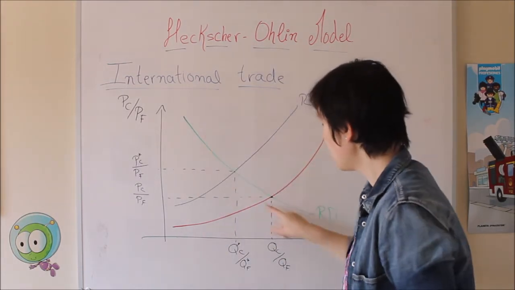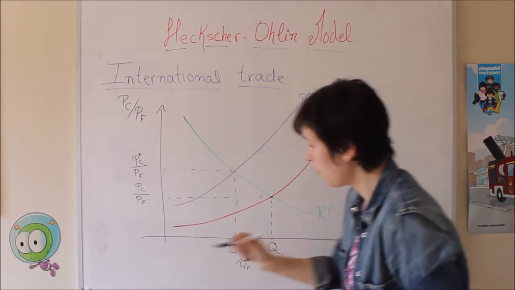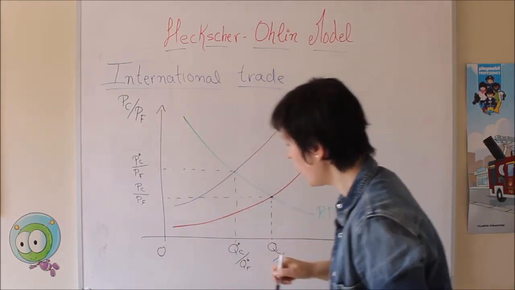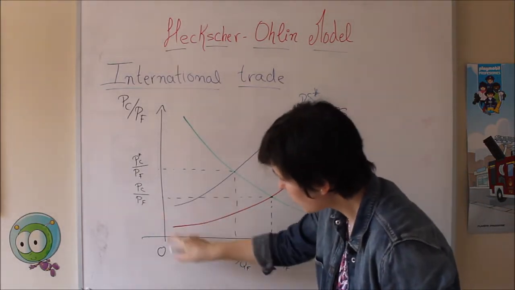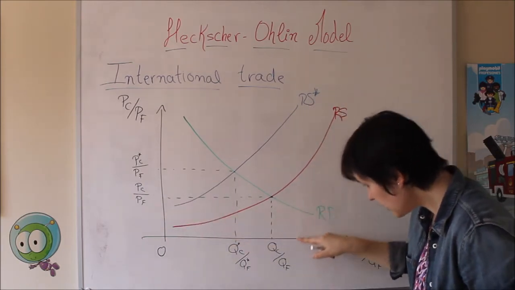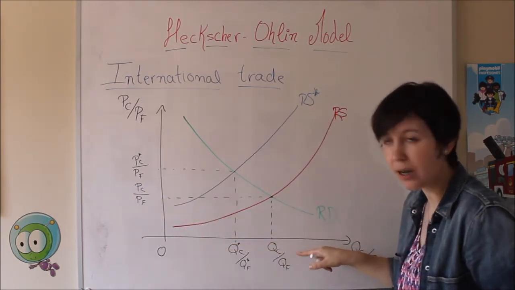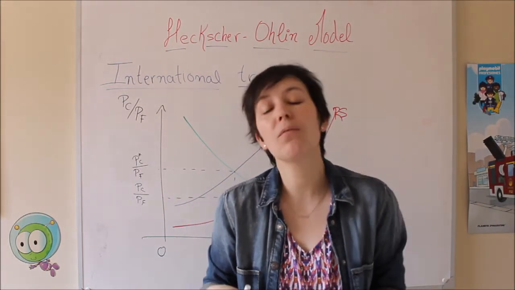And when the price of this good is decreasing, the quantity demanded increases. Keep in mind, this applies for both sides. So the lower the price, closer to zero in the vertical, the higher the quantity demanded in the horizontal, and vice versa. That is the demand. What about the relative supply?